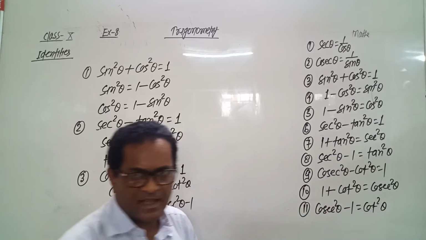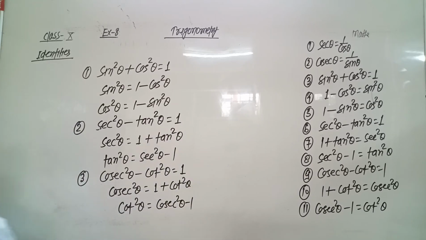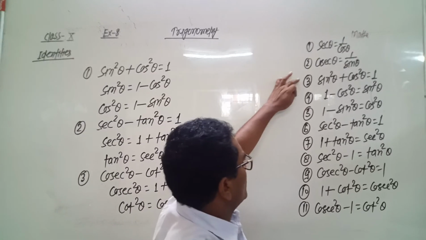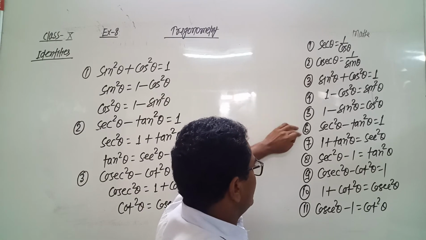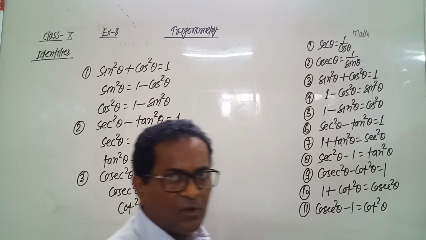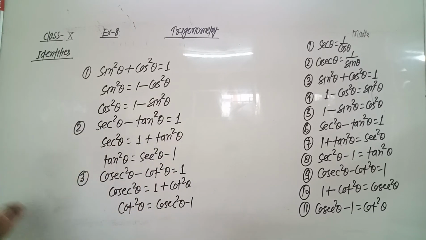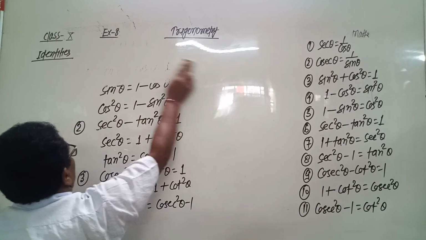So for this exercise, you have to remember all these 11 formulas. Not all of them need to be learned, only this and this you have to learn. Then the rest of the formulas you can make.